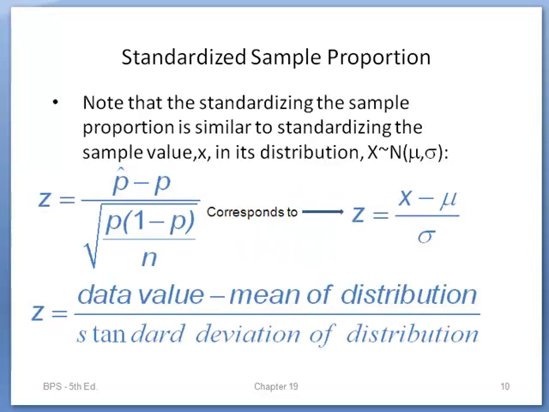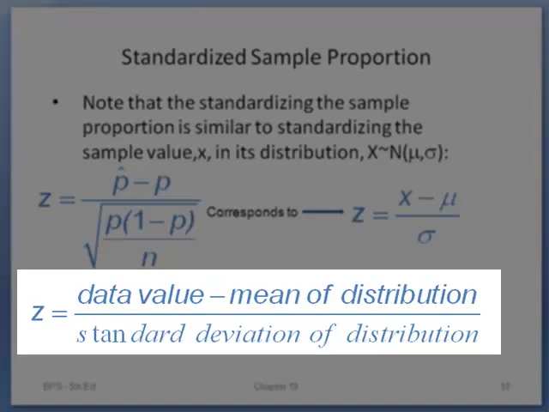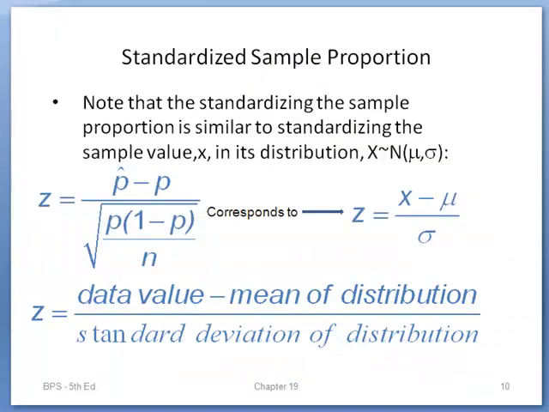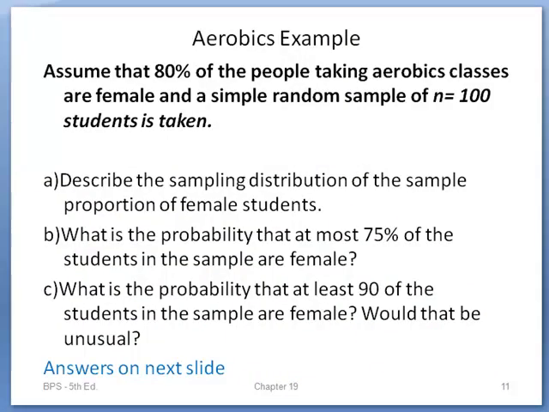And that's clearly seen here how they correspond to one another. In general, the z-score is just your data value minus the mean of the distribution that data value came from, divided by the standard deviation of the distribution that data value came from. So let's do some work with the sampling distribution.